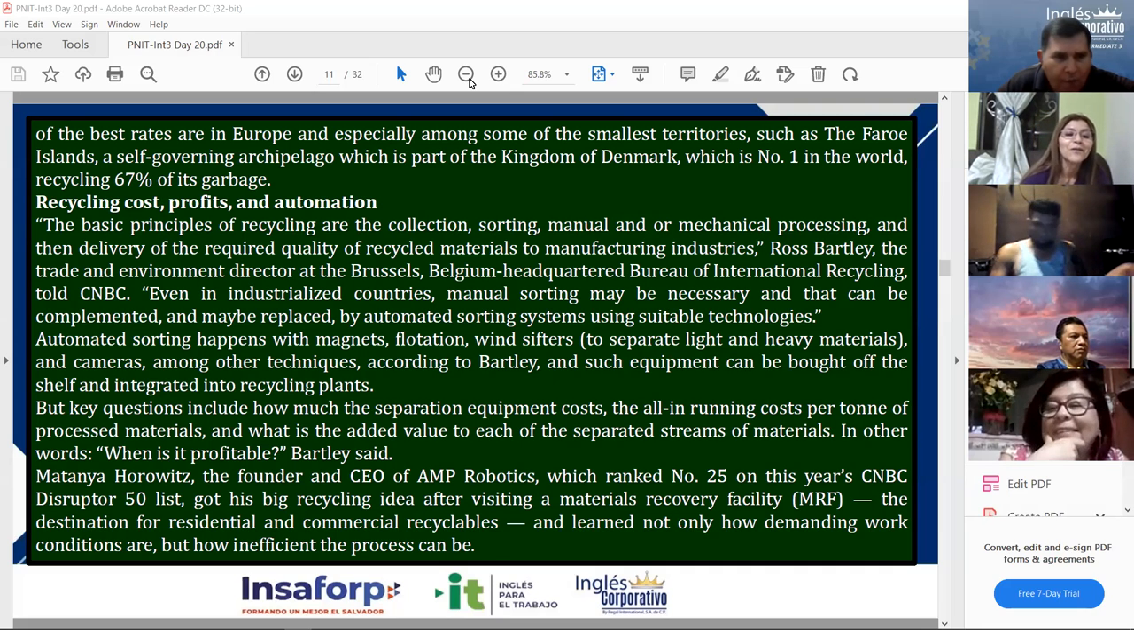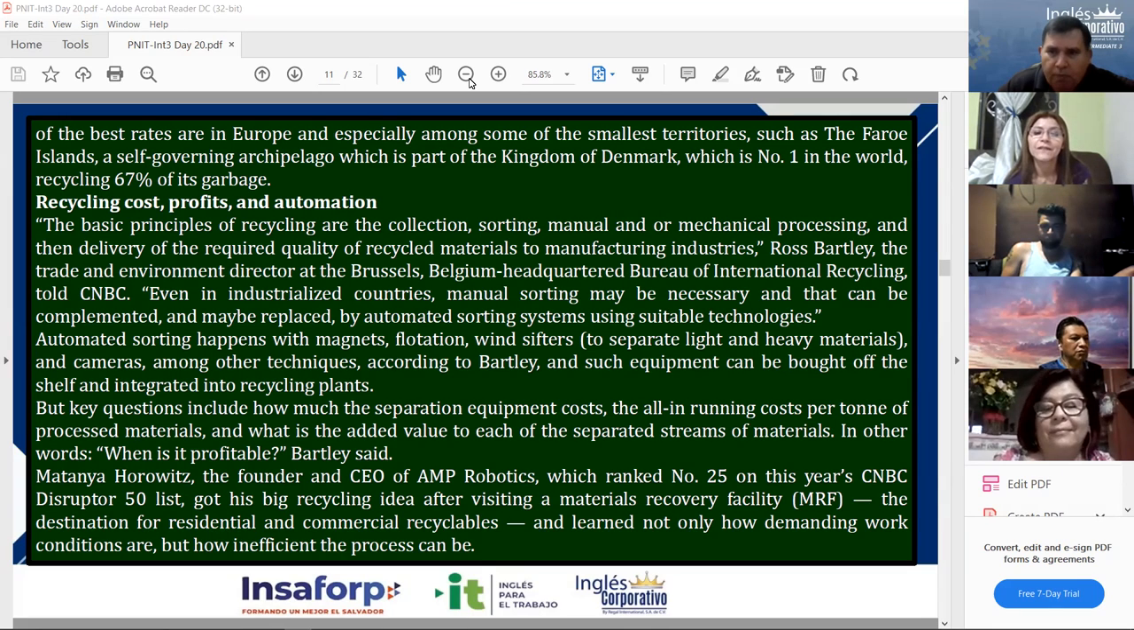Matanya Horowitz, the founder and CEO of AMP Robotics, which ranked number 25 on this year's CNBC Disruptor 50 list, got his recycling idea after visiting a material recovery facility, or MRF, the destination for residential and commercial recyclables. It showed him not only how demanding the work conditions are, but how inefficient the process can be.